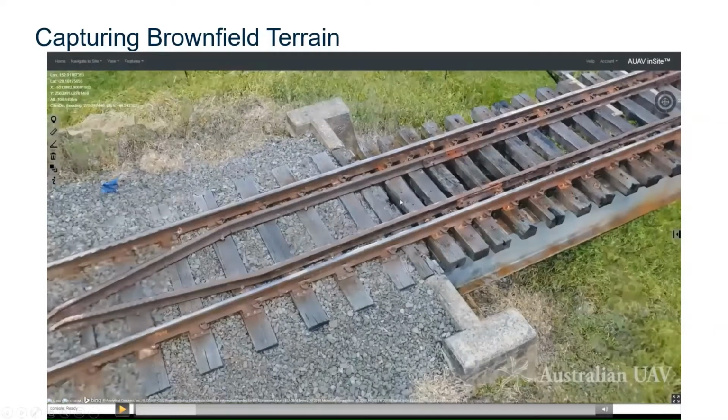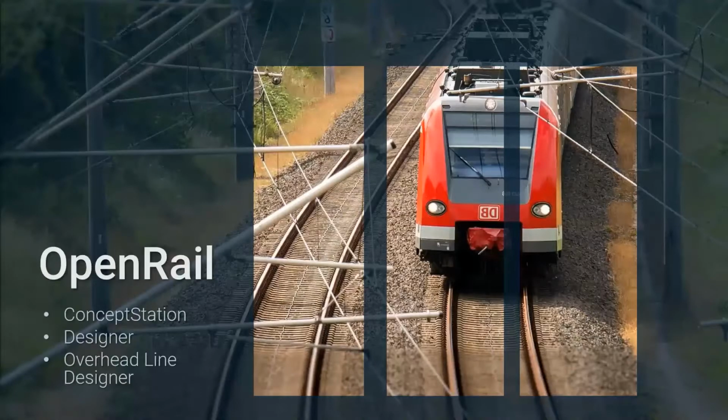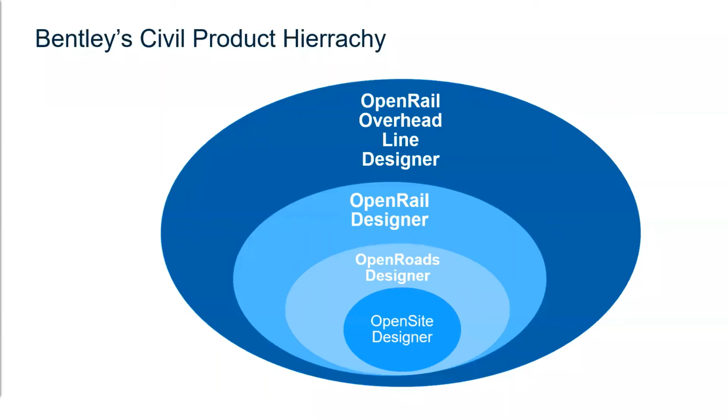I'll bring you to the next software, which is OpenRail ConceptStation, Designer, and Overhead Line. As I said before, OpenRail Designer is the backbone of all the rail infrastructure projects. To give you an overview, this is the hierarchy of our civil products.